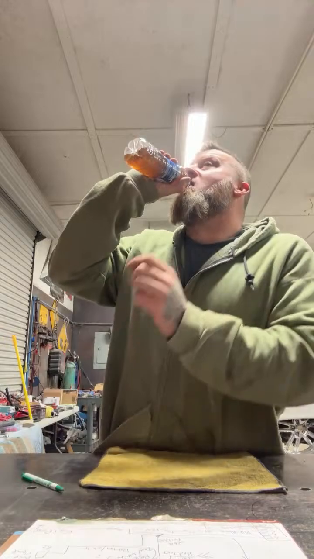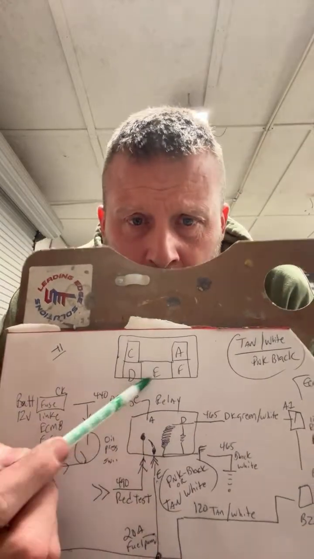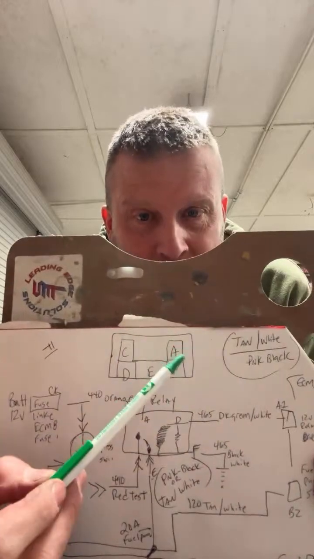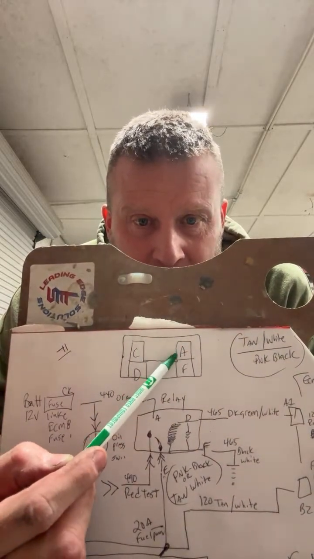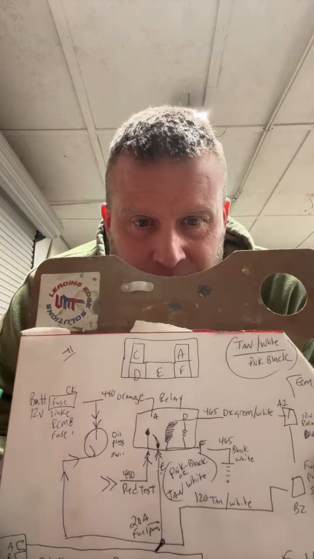So, on the relay, on the firewall, the relay has 4 connectors. All right, so on the connector, on the fuel pump relay, on the firewall, on the passenger side, you have pin A, C, D, E, and F.